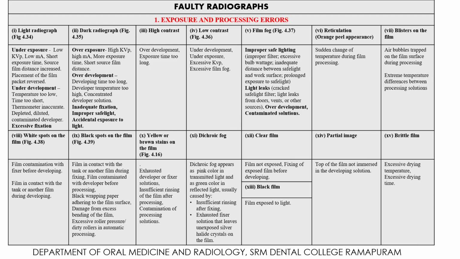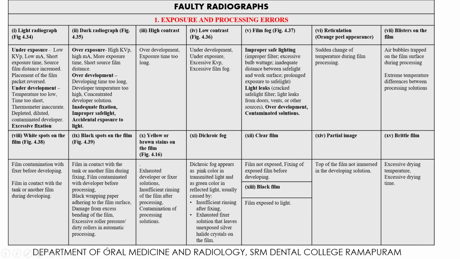So what are the different types of faults that can occur during radiographic film processing and developing? We have exposure and processing errors, which include a light radiograph and a dark radiograph. It can also occur because of high contrast and low contrast. There is something called film fog because of improper darkroom safe lighting, accidental light leakage, overdevelopment, or contaminated solutions. Something called orange peel appearance or reticulation occurs because of sudden temperature change during film processing. Blisters can occur because of extreme temperature differences. There are white spots and black spots in the film, when the film is contaminated with fixer before developing, and vice versa, when the film is contaminated with the tank or another film during fixing.